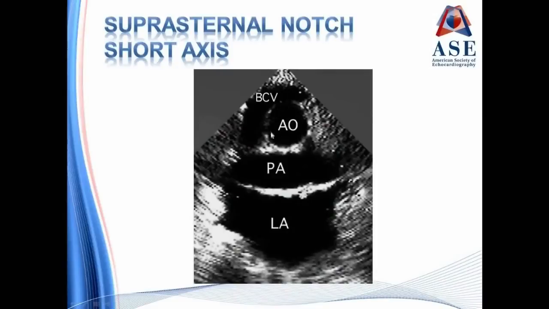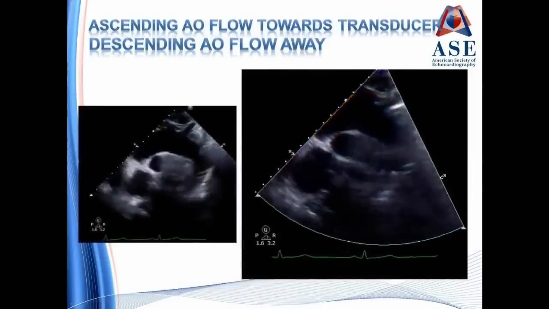By turning the transducer 90 degrees, we can see the aorta in short axis and the pulmonary artery in long axis. The brachiocephalic vein is over the aorta and then empties into the superior vena cava. The left atrium is posterior to the pulmonary artery in this view, and you can even see pulmonary veins entering the left atrium as the transducer is directed posteriorly.